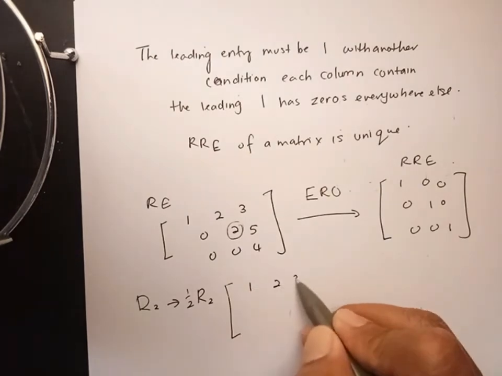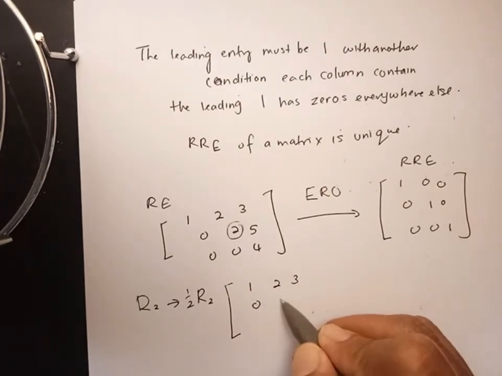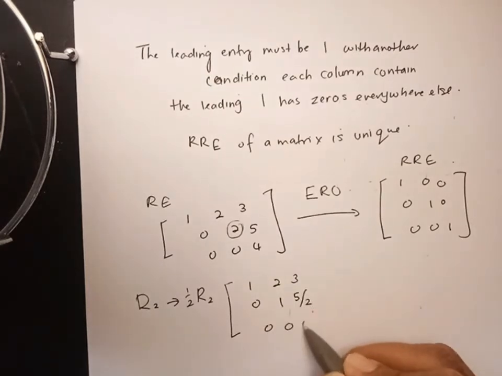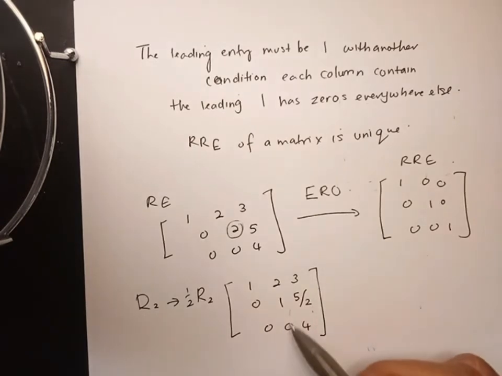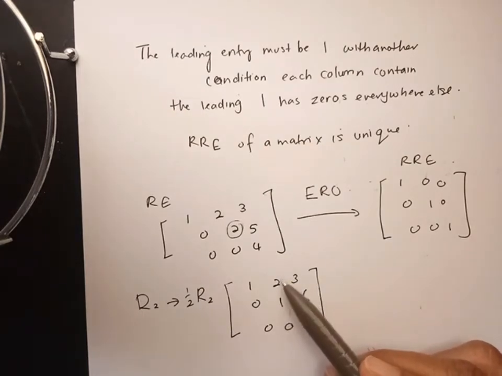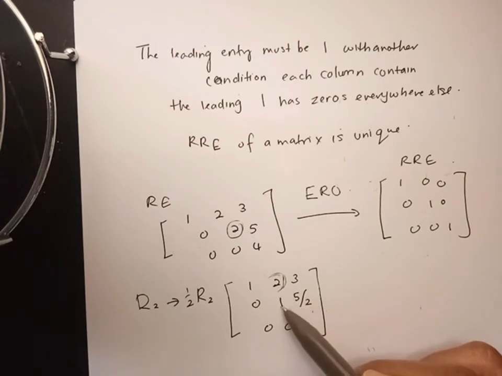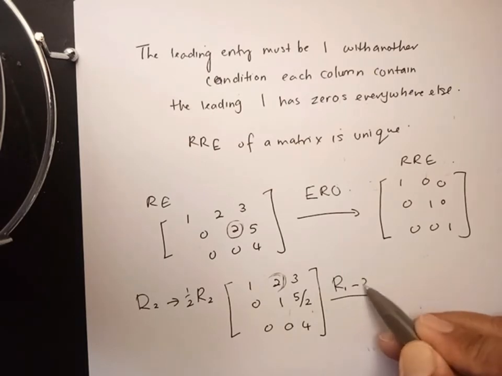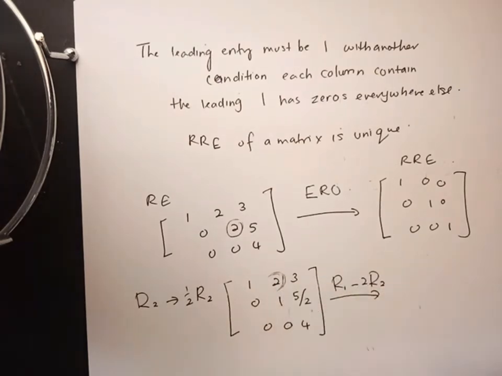So this is 1, 2, 3. Row 2 divided by 2: 2 divided by 2 is 1, 5 divided by 2, and the rest follow like this. Next, this one is 0, fine. The rest of the elements in the same column of the leading entry must be 0. Next, make this 0. How? By using the third operation, row 1 minus 2 times row 2.